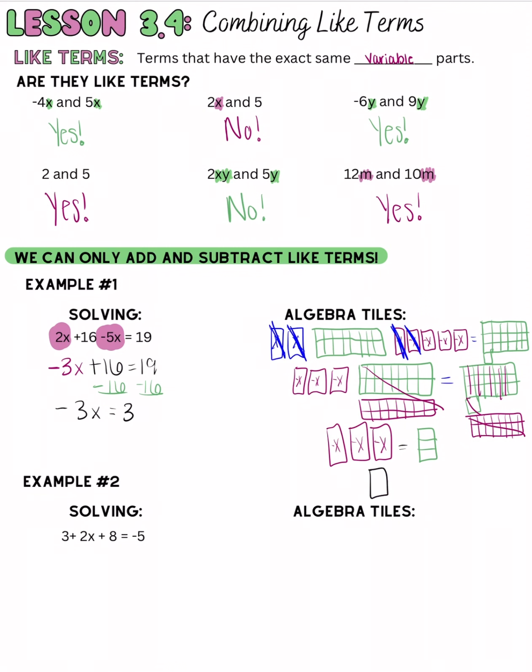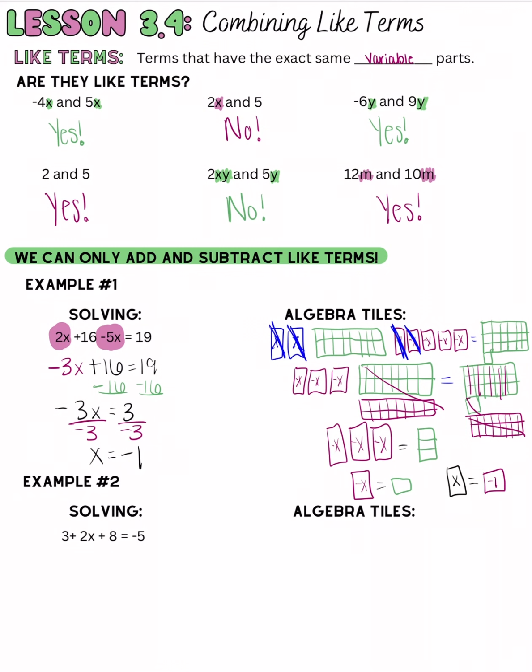So each negative x tile gets 1. If I have negative x equals a positive 1, then that means that positive x equals a negative 1. And if you look over here, I have negative 3x equals 3. I'm going to divide by negative 3, and so x equals negative 1.